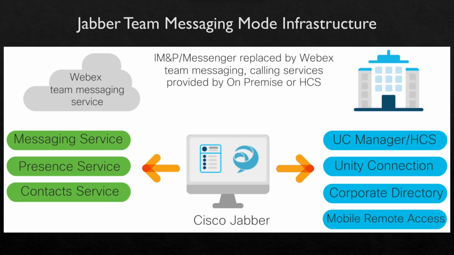So if you use voicemail through Unity Connection, you can still get those voicemail services. If you use the corporate directory in the CUCM, you can still have access to that corporate directory. If you have remote users that are using MRA services, those still continue to operate, right? So all those UCM services will continue to function as they always did, but now instead of using the IM and presence server, you're going to use Webex Control Hub for your messaging, presence, and contact services.